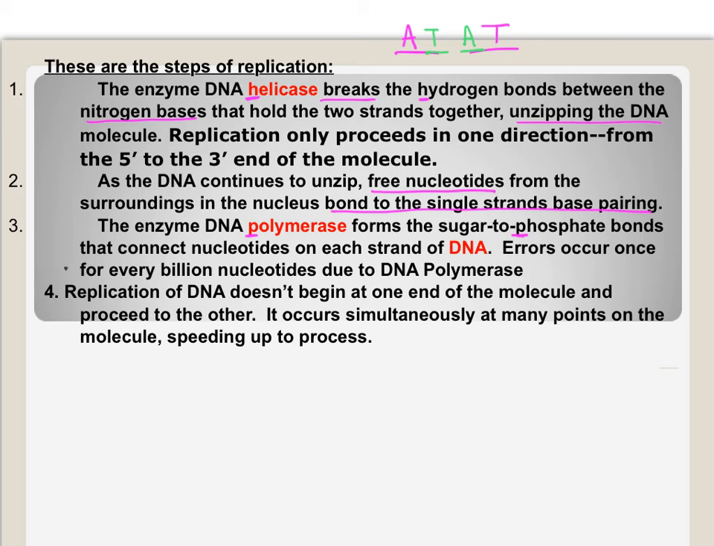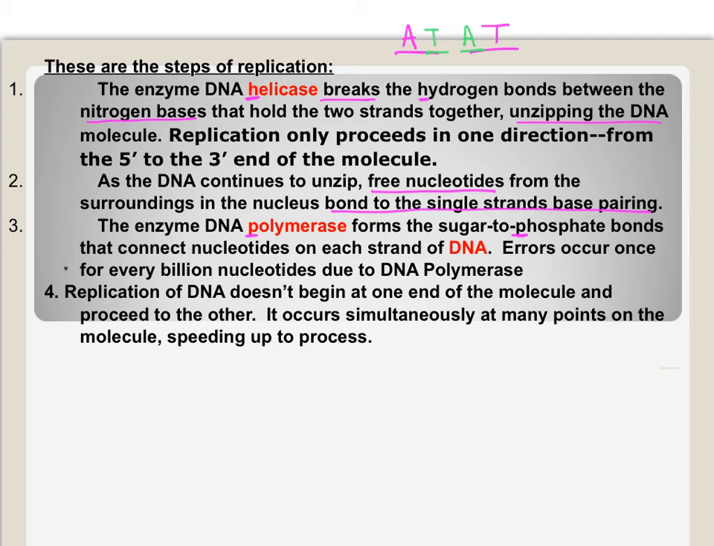So that pretty much finishes up replication. There are some other enzymes involved. It is more complicated than that, but that is all we're going to go over in this class. So anyway, yes, you can have errors once for every billion nucleotides because polymerase is error prone.